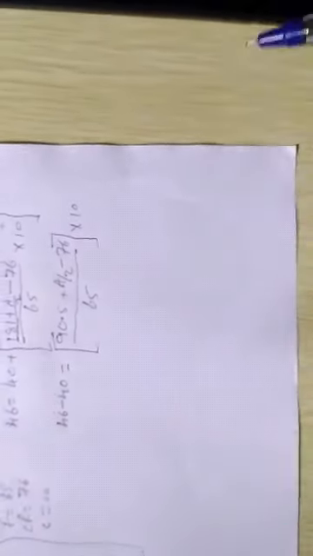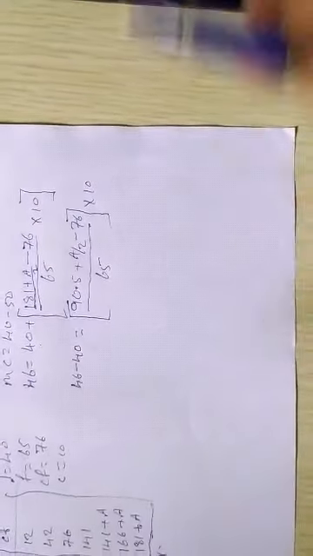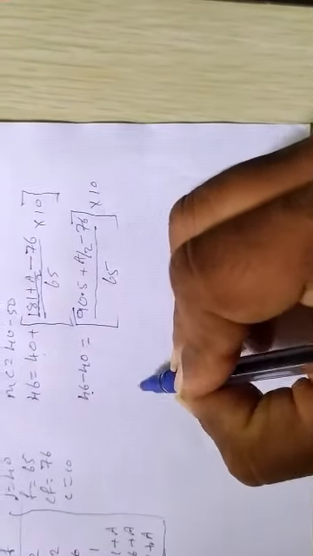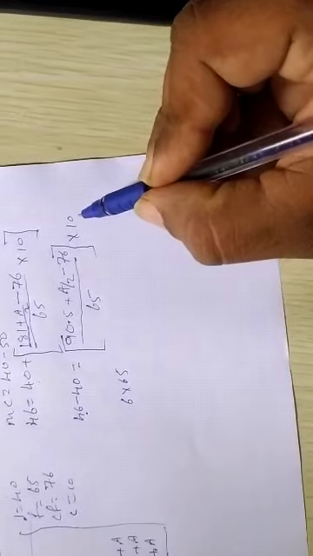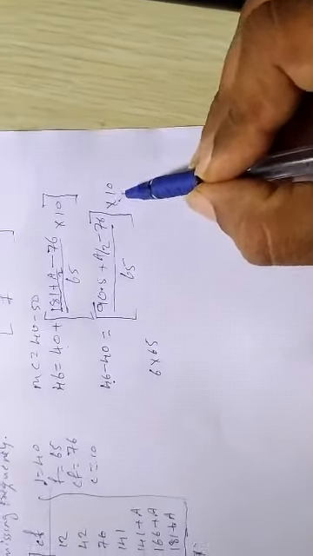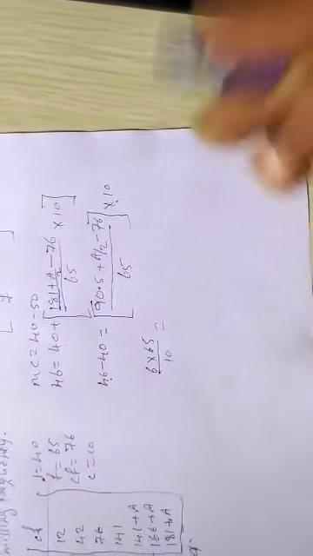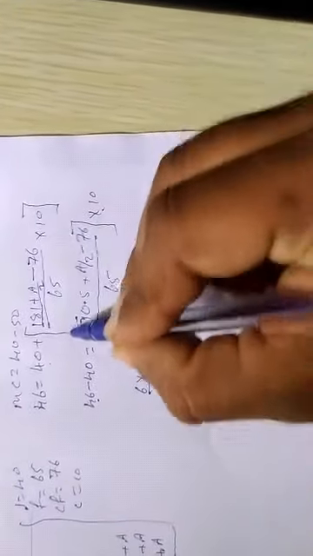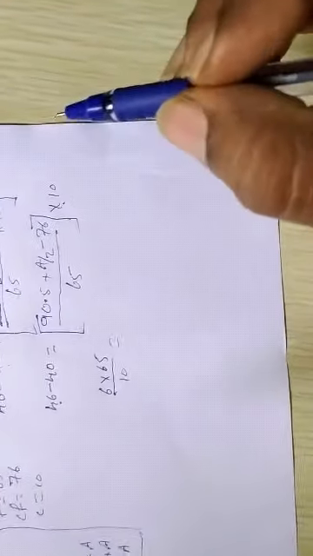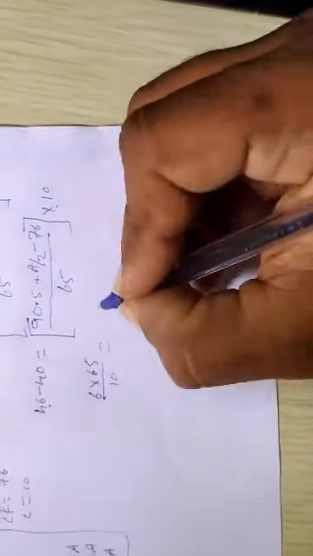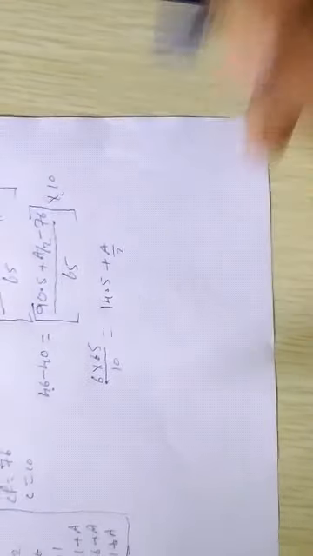Now we send things to the other side one by one. I will send this 65 to the other side. Since it is divided by 65, it becomes into 65. So 46 minus 40 is 6, and 6 into 65. At the same time I will take this 10 outside too. It is a multiplication here, so on the other side it becomes divided by 10. What is left is the numerator part: 90.5 minus 76, that is 14.5, plus A divided by 2.